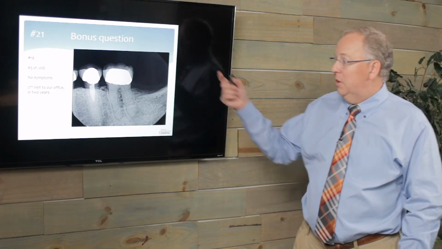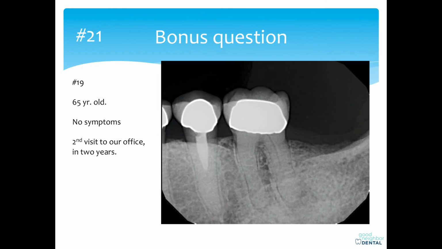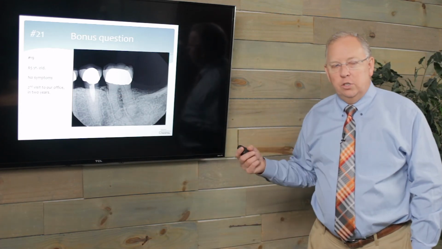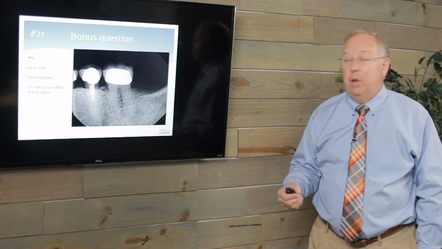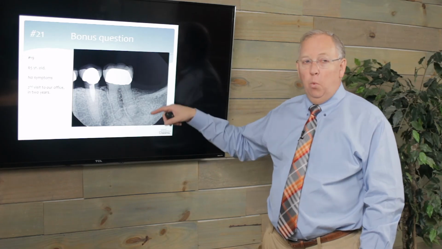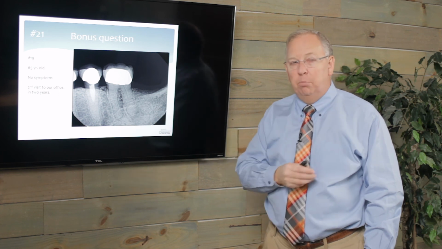The bonus question: 65 years old, second visit to our office in 2 years. I don't have a good history on this. There's no symptoms. What do you want to do about that tooth? I didn't give you a list of choices because the right answer is I need more information. That looks a little bit suspicious, but that's one snapshot in time. I'd like to go back and look at some old x-rays, or maybe wait 6 months and look at it again to see if there's any progression of that.